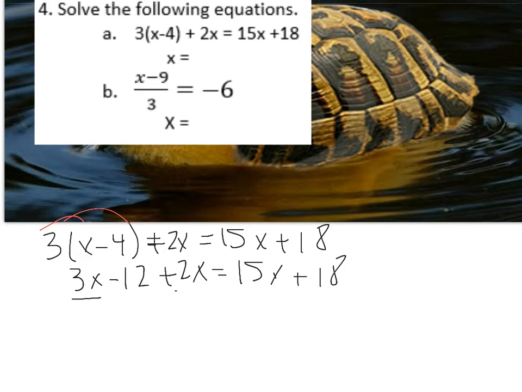Next, I'm going to combine like terms. 3x and 2x give me 5x. Ew, that's a terrible 5. Equals negative 12.